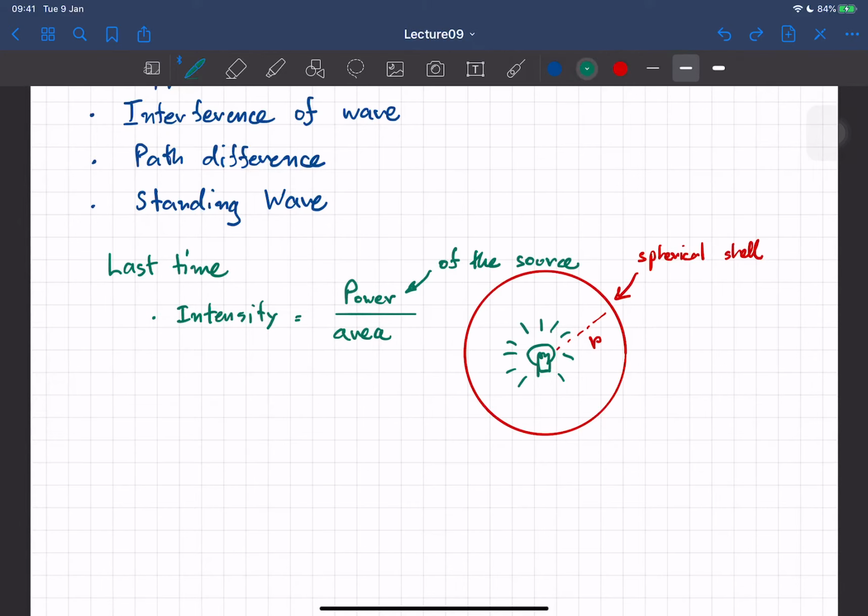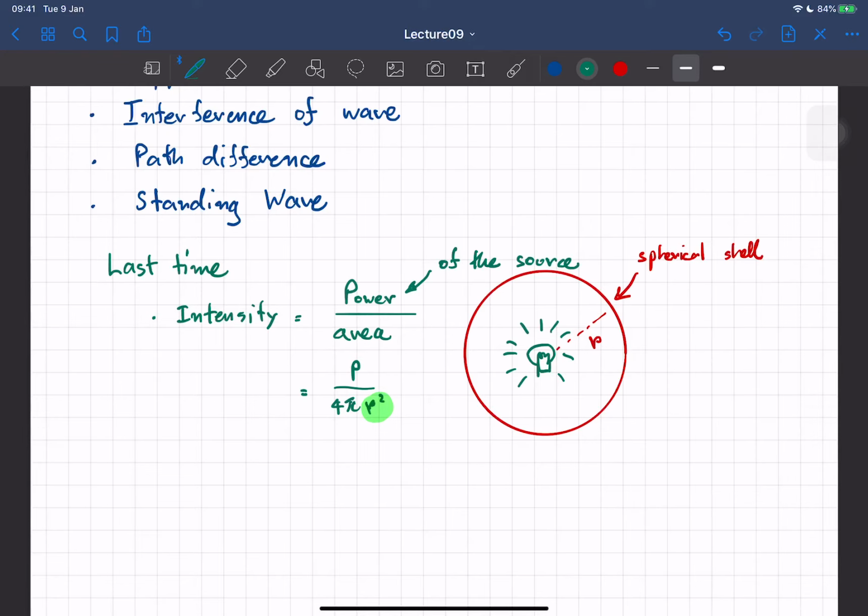So in that case, you're going to have the intensity equal to power, which is the power of the wave source, divided by 4 pi r squared. So because of this, you're going to have the inverse proportionality of 1 over r squared. So the further away you are, the lower the intensity of the wave that you're going to receive. And that's something that you all expect, right? Because if you're far away from the speaker, then you're going to hear the sound a little bit softer.